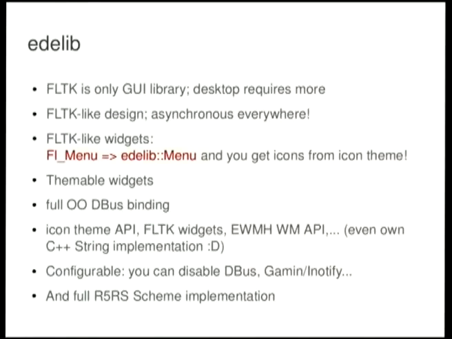Let me quickly talk about EDE-lib. EDE-lib is actually a drop-in replacement for the Fast Light Toolkit. It's just a continuation of that same library. For example, if you have a menu that is using the FLTK menu, you just replace it with the EDE-lib menu, and you will instantly get icons from icon themes inside of it. So it is designed to easily replace current FLTK code. There is also a full C++ dbus binding, and there is also an API for icon themes. It is quite configurable, and best of all, it gives you a full Scheme implementation inside of it.